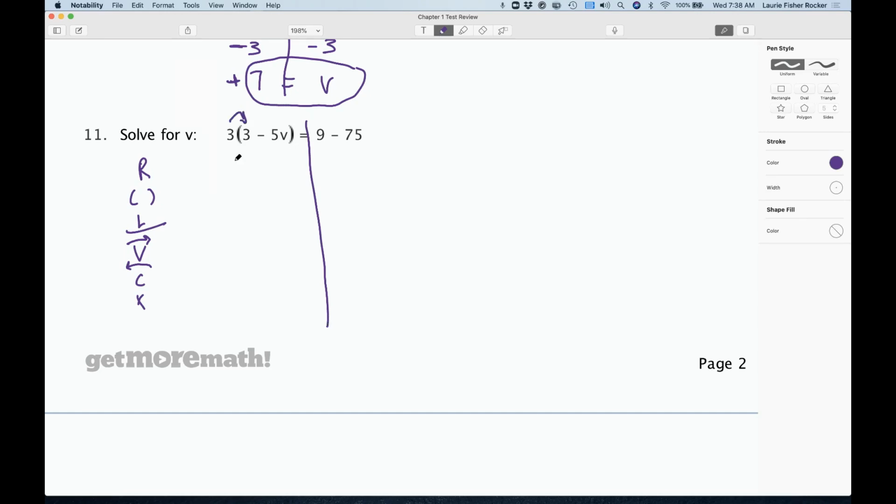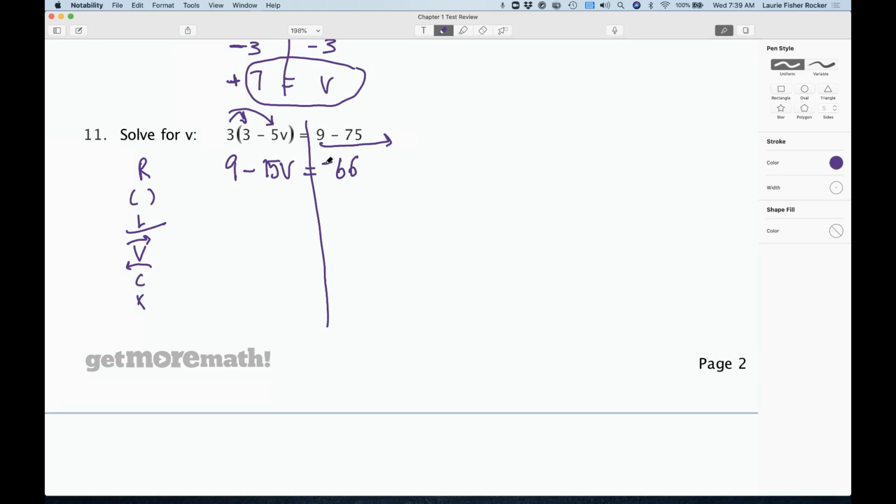Okay, so I've got to go 9 minus 15v equals, and then I'm going to go ahead and do my like terms right now. Why rewrite it when I could actually add it? So 9 minus 75. So 75 minus 9 is going to be 66. So I got 66, but it was negative. So I'm going to call that negative 66.